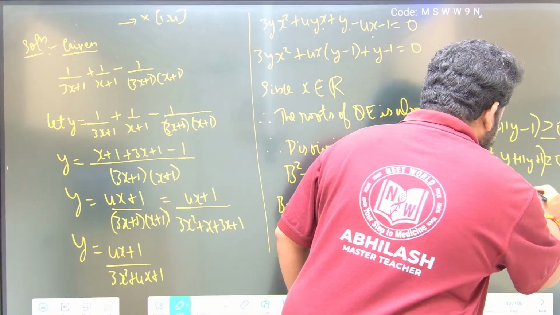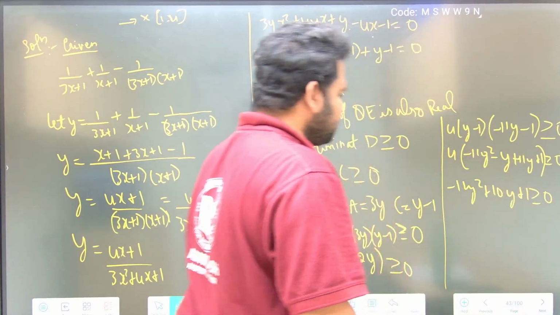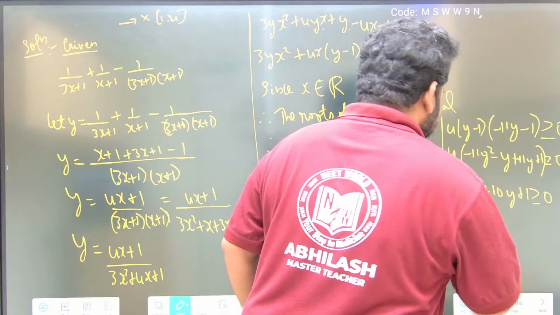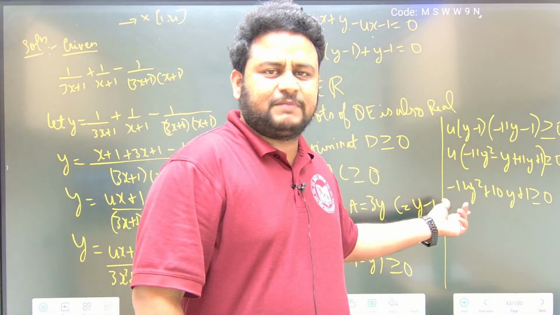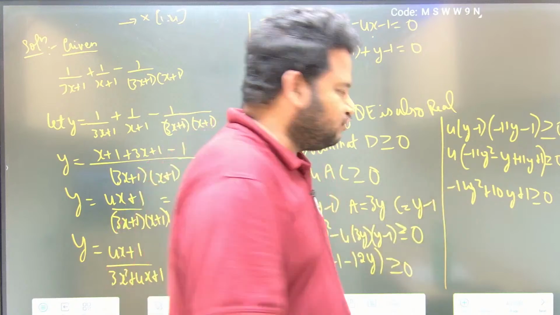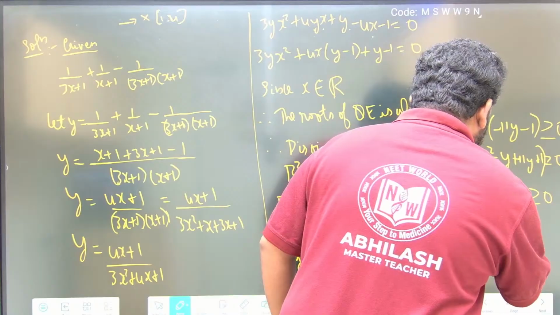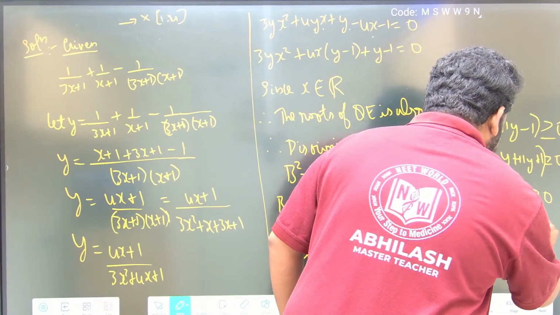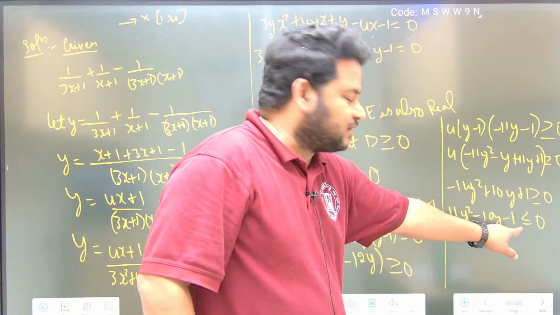Greater than or equal to. So 4 I can eliminate. Now I'm having minus 11y square plus 10y plus 1 is greater than or equal to 0. I am not liking this minus 11, I want plus 11. So what I can do, friends, I can write this as 11y square minus 10y minus 1 less than or equal to 0, because I am changing the sign of this minus into plus. So this will become less than or equal to 0.